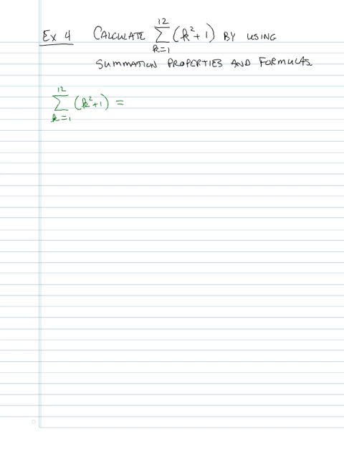When k is 1, I would have 1 squared plus 1, which is just a 2. So I'm going to add to that what I would have when k is 2. Well, when k is 2, I have 2 squared plus 1, and that's a 5. And then I would add to that the value I get when k is 3. And when k is 3, I have 3 squared plus 1, and that's a 10, isn't it? And then k would be 4, so I'd have 4 squared plus 1, which is 17. And then k is 5, I'd have 5 squared plus 1, which is 26.